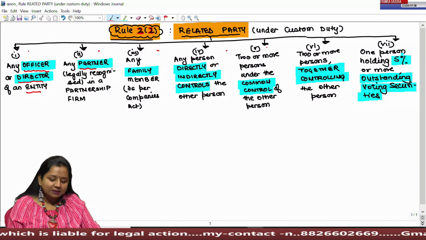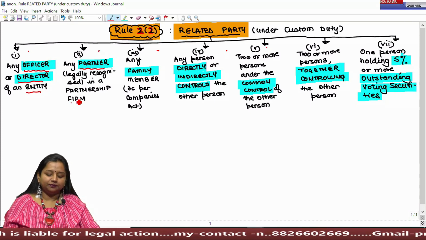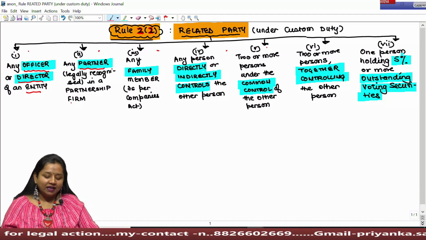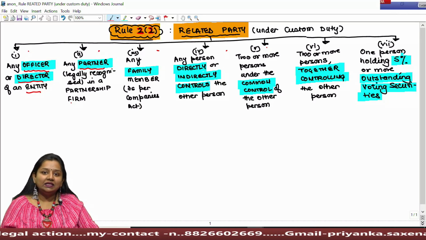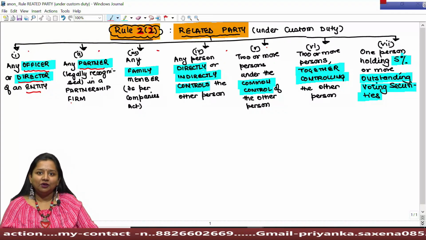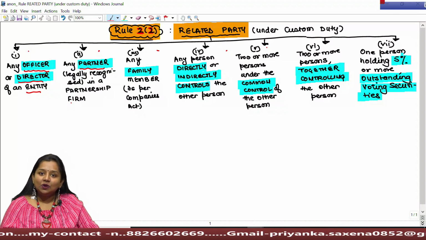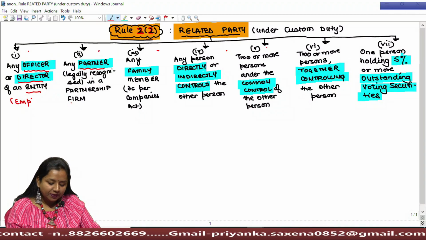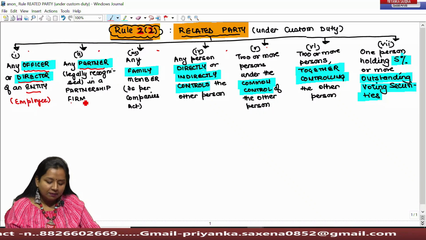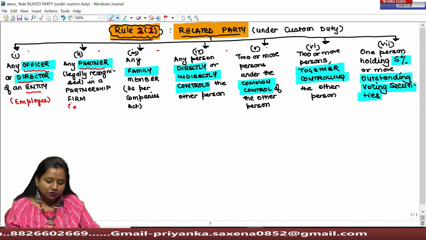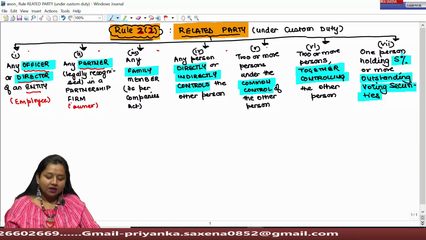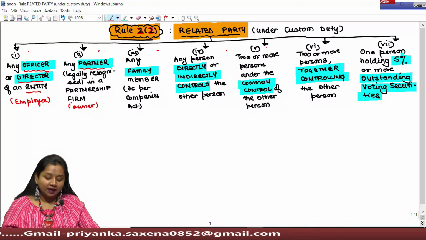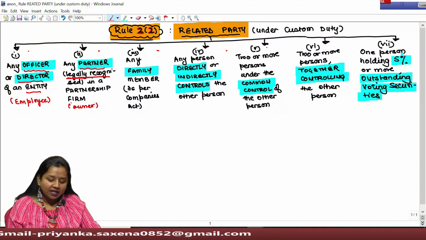Second one is partner in a partnership firm. Now, partner has been expressly mentioned separately because partner is neither the officer nor the director of the organization. That is, it is not the employee. The officer and director refer to the employee, but the partner in a partnership firm refers to the owner itself. So they say the partner himself will also be treated as related party of any legally recognized firm.